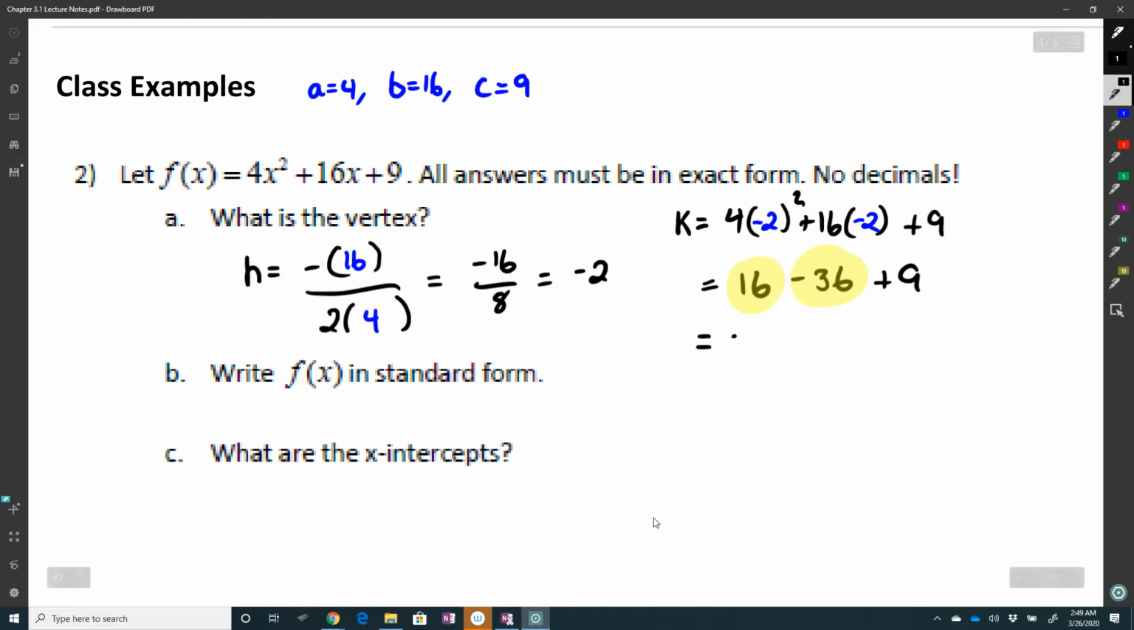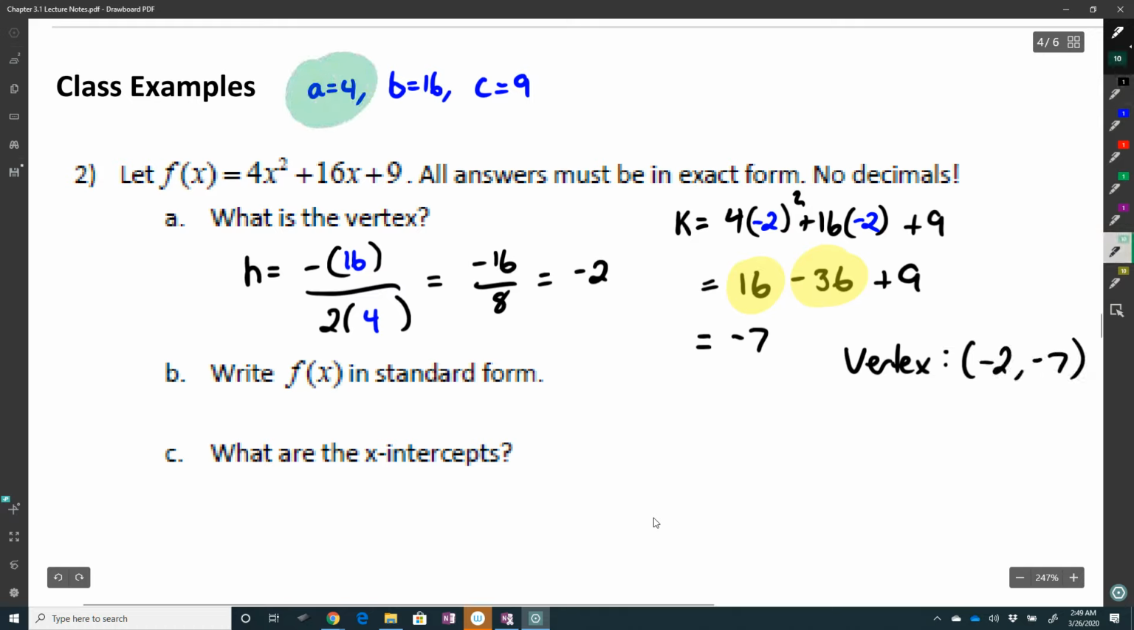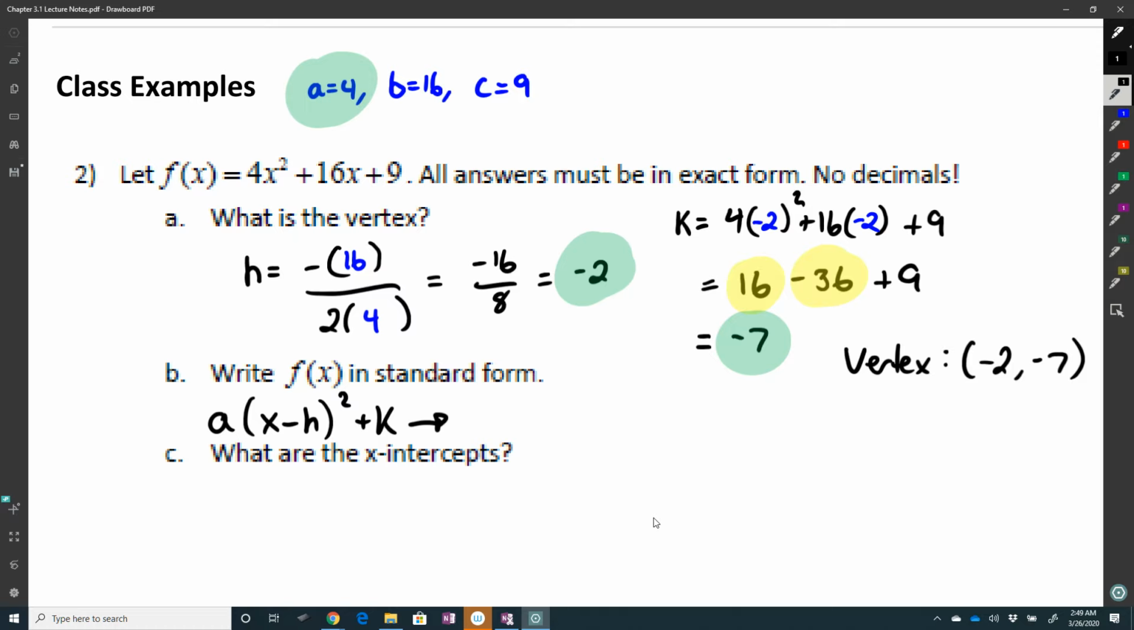Yeah, negative 7. So here, my vertex is negative 2, negative 7. And so we have our A, H, and K. So remember the formula is a times (x minus h) squared plus k. So my equation in vertex form is just 4 times (x plus 2), double negative, squared minus 7.